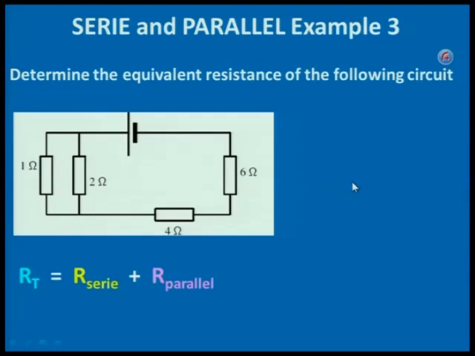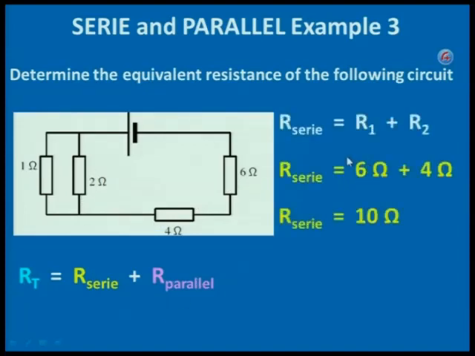Example 3. Determine the equivalent resistance for the following circuit. Now again, we have a circuit which has resistance in series where the total current flows through, and then we have these two resistors in parallel where the current splits up. One part goes there, the other part goes there. The total resistance is then the resistance in series plus the resistance in parallel. So let's use our equations.